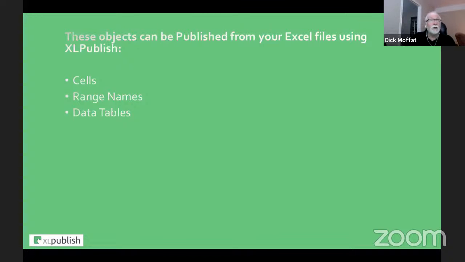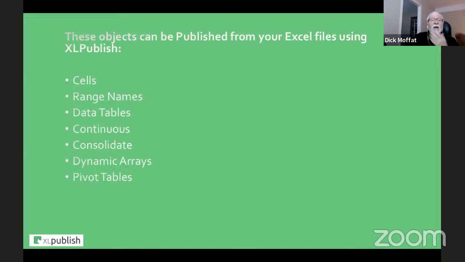Of course, you can publish data tables. We have a feature called continuous, where you can publish, it's basically incremental updates, but I'll show you when we get there. And consolidate, which allows you to have multiple contiguous sheets and consolidate them together into one data set. We also give you the ability to publish dynamic arrays, and I don't know who else can do that. And of course, pivot tables. And I'm going to show you a cool thing called a queued pivot table. And then I'm going to show you a feature called unpivot, which is mostly designed to give you compatibility with your old traditional Excel files.